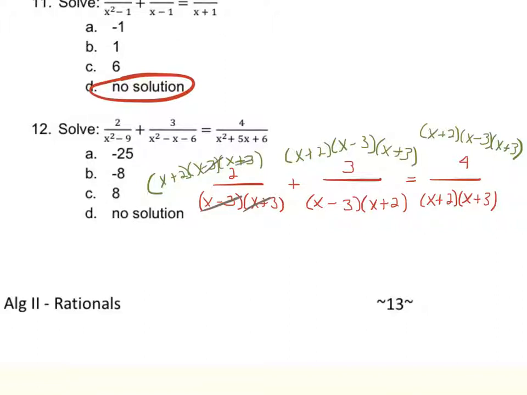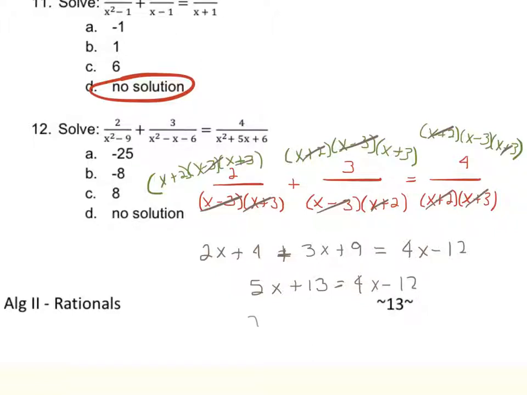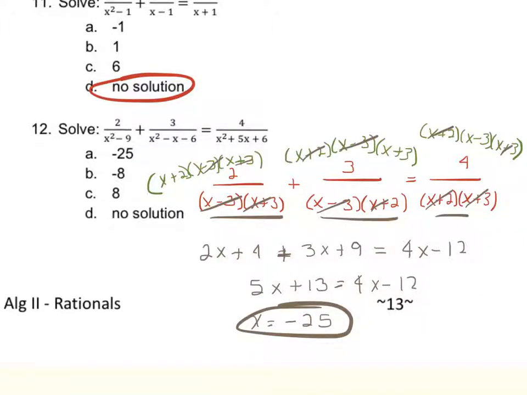So those cancel. 2x plus 4, 2 times x plus 2. X minus 3's cancel. X plus 2's cancel. 3 times x plus 3. That's a plus sign right there. And lastly, x plus 2 and x plus 3 cancel. 4x minus 12. So on the left I've got 5x plus 13 equals 4x minus 12. So x equals, subtracting 13, negative 25. And it looks like that doesn't make any of my denominators 0. So negative 25 is my solution.